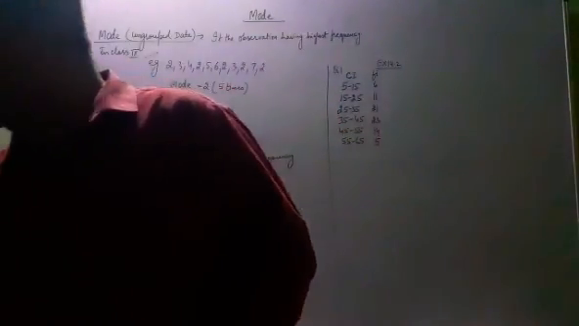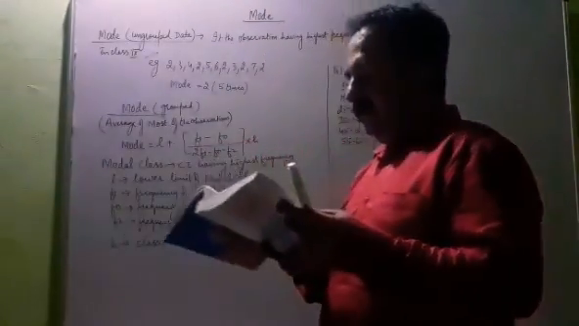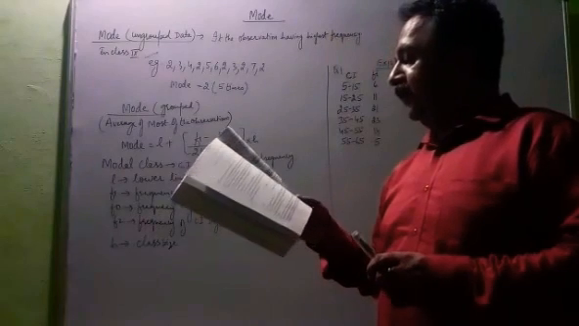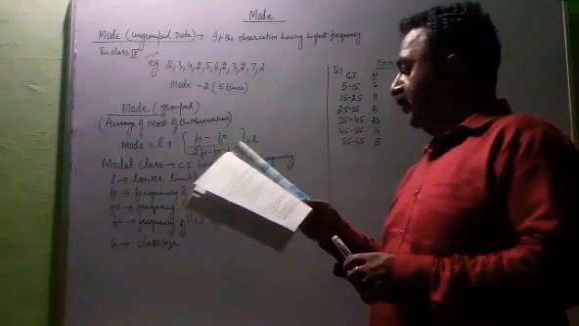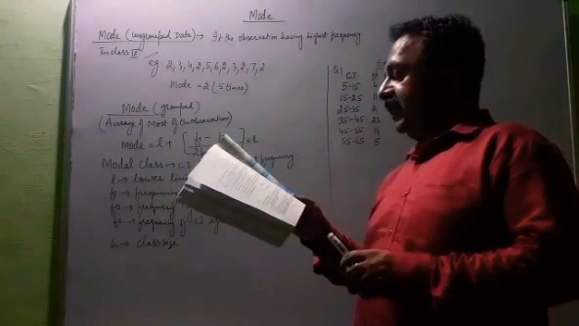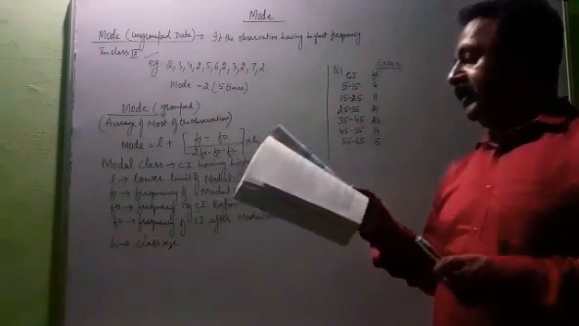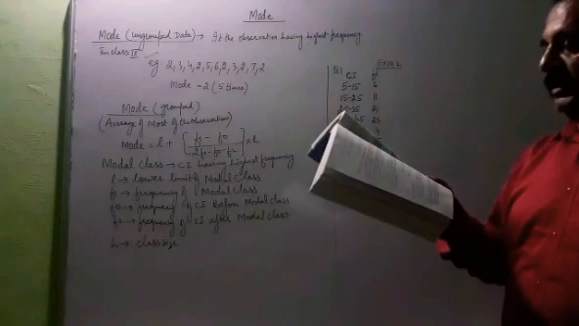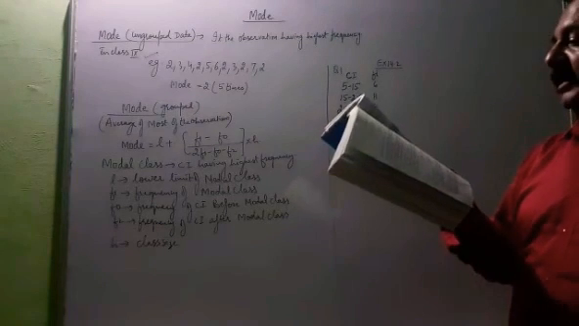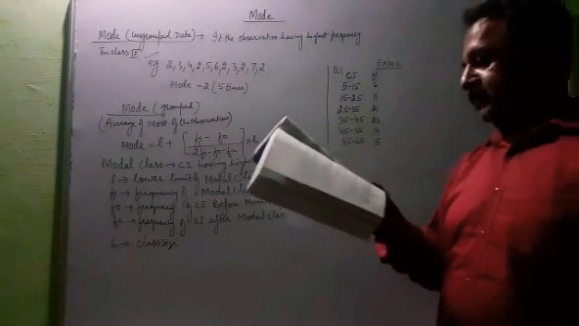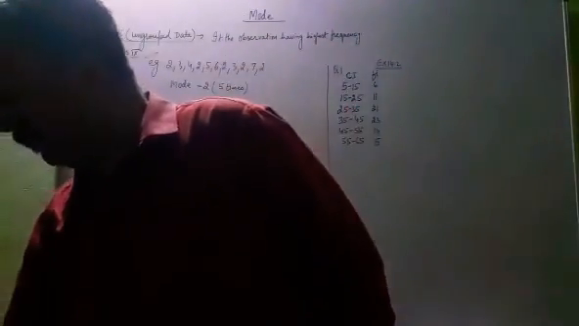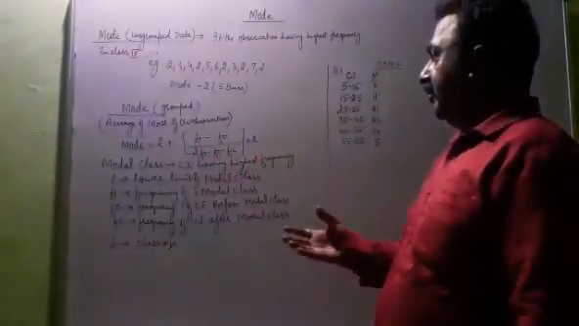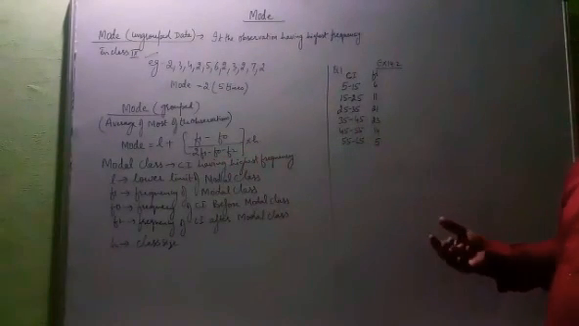Now here in 14.2, the following table shows the ages of patients admitted in the hospital during a year. The data is showing the number of patients in the hospital, and their age group is given. So I have to calculate the mode. You have to calculate the mean also. So mean you can calculate yourself by using the formula of direct method.